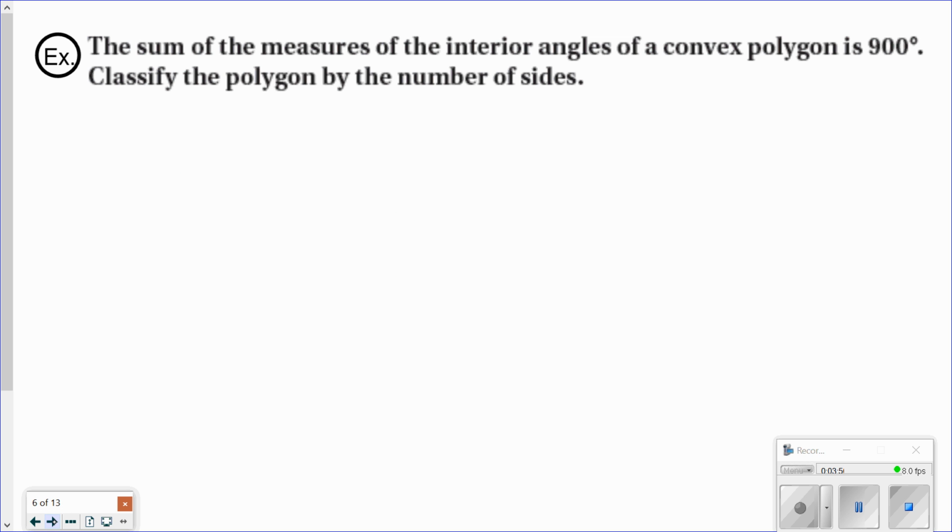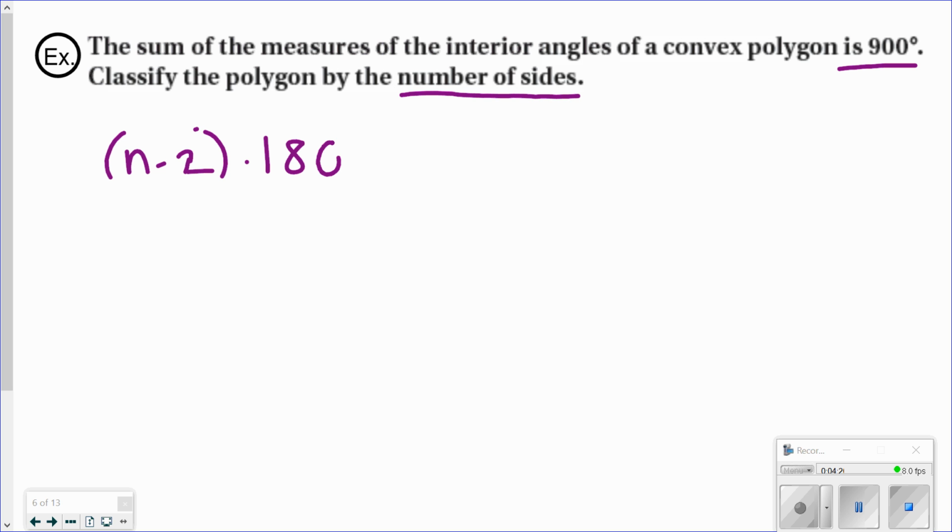The sum of the measures of the interior angles of a convex polygon is 900 degrees. Classify the polygon by the number of sides. So this time we're going to work backwards. This time we know the sum, but we don't know the name of the polygon. So let's remember that our equation is n minus 2 times 180 is equal to the sum of the measures of the interior angles. And in this case, we know that the sum is 900 degrees.